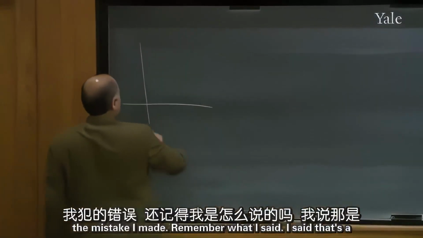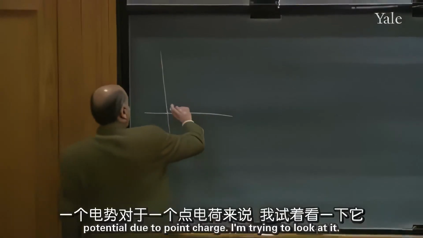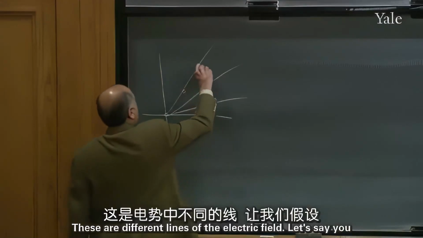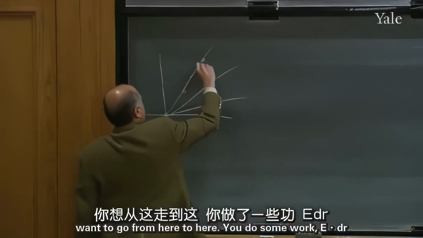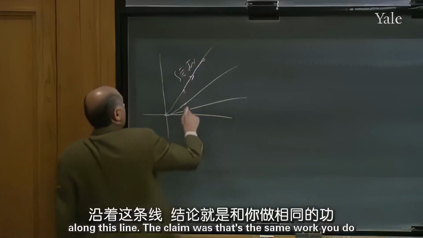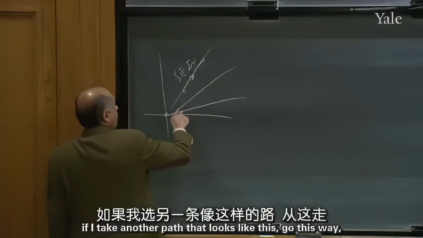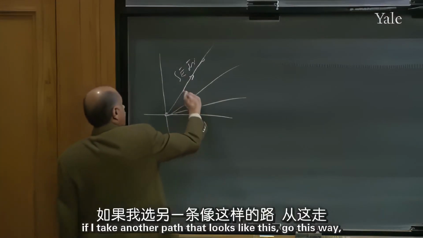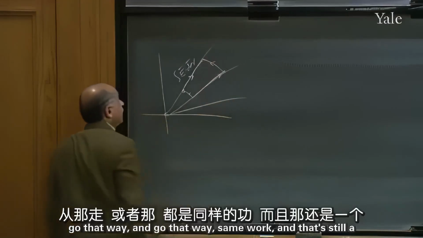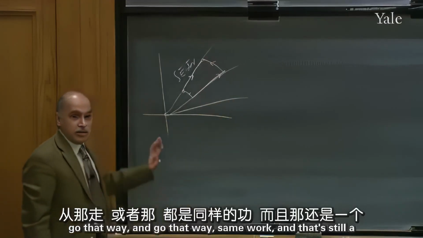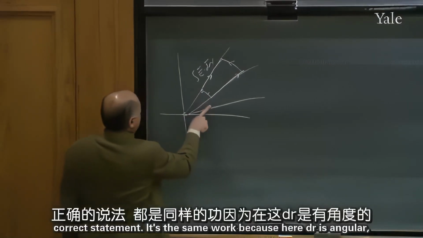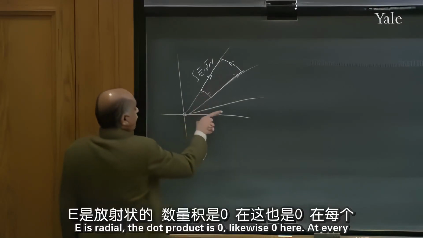Remember what I said. I said that's a potential due to a point charge. These are different lines of the electric field. Let's say you want to go from here to here. You do some work, E dot dr along this line. The claim was that's the same work you do if I take another path that looks like this. Go this way, go that way, and go that way. Same work, and that's still a correct statement. The same work because here, dr is angular, E is radial, the dot product is 0.